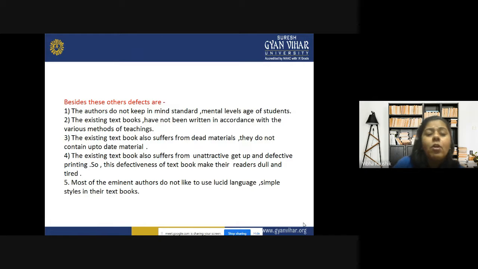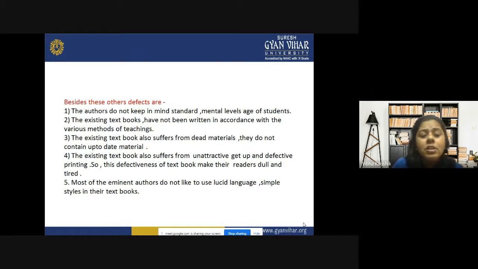The existing textbooks have not been written in accordance with the various methods of teaching, which means authors are not using the various methods of teaching while writing them. The existing textbooks also suffer from dead material. They do not contain up-to-date material. The books lack information and are not up to date.